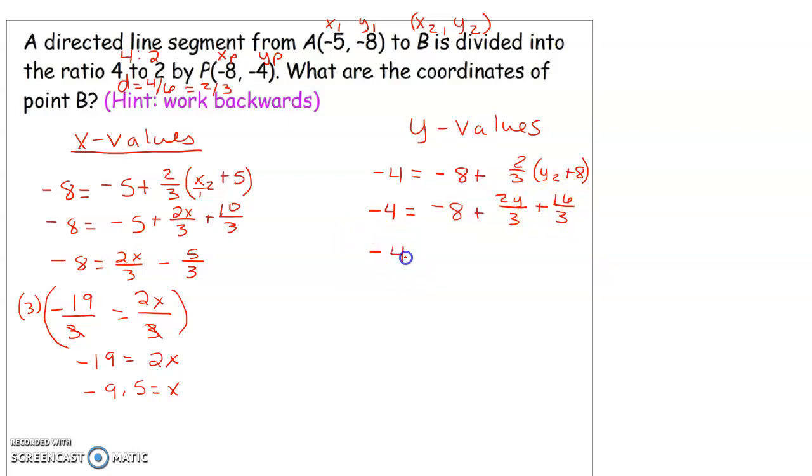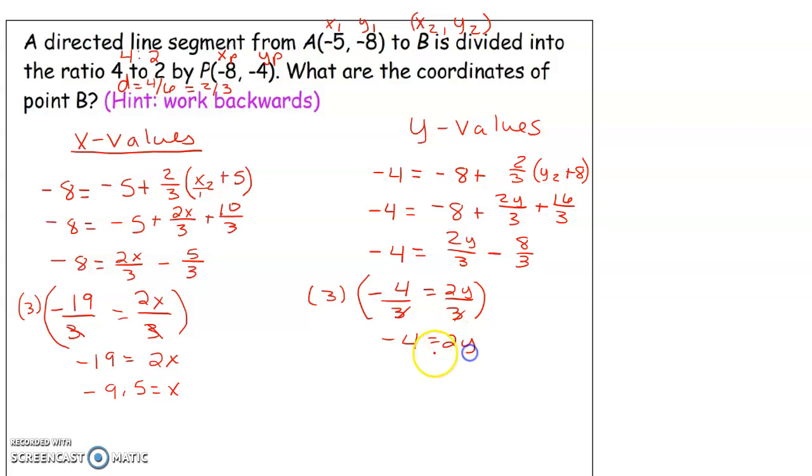Use my calculator to combine my like terms. I get a -8 thirds. Add 8 thirds to both sides. I end up with a -4 thirds equals 2y over 3. Nice how it all has the same denominator. Multiply the equation by 3. Divide by 2. Now I know that my point B, which is my other endpoint, is -9.5, -2.